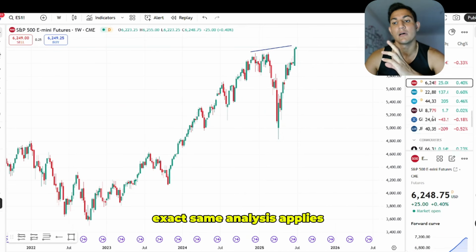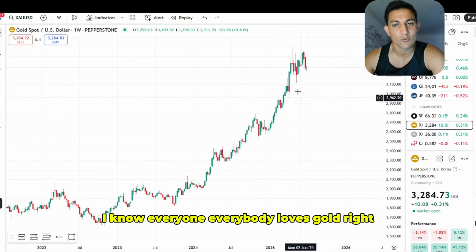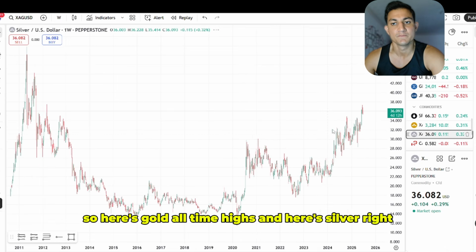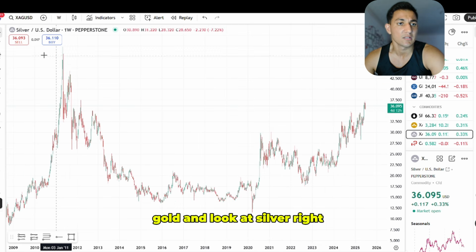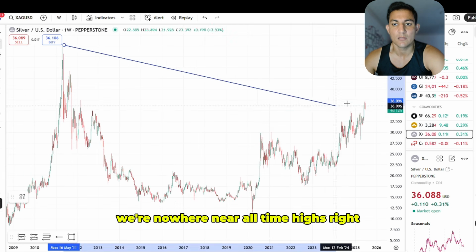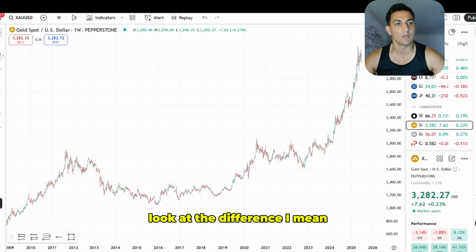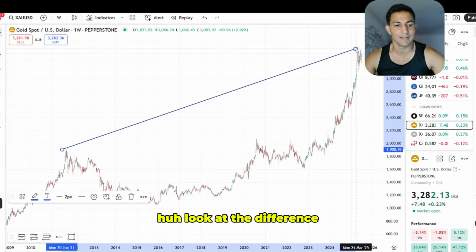Exact same analysis applies. And let's quickly do gold, right? Because I know everybody loves gold. So here's gold, all-time highs, and here's silver, silver obviously being the sister market to gold. And look at silver, we're nowhere near all-time highs. Overall, nowhere near all-time highs. Look at the difference. I mean, I'm not even sure what high it would be. Probably this one. Look at the difference.